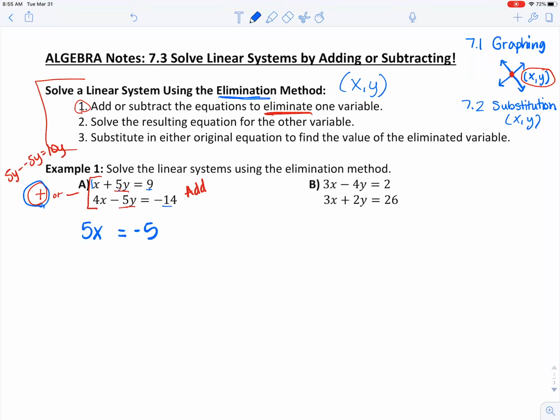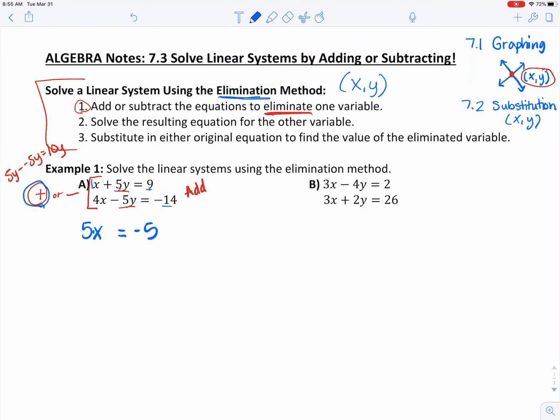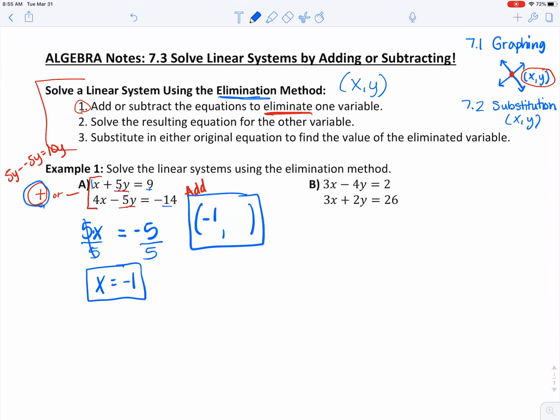We can just quickly solve for x. All right, how do you undo 5 times x? Well, you divide by 5. So x is equal to negative 1. Now that is part of our answer. Remember, our answer is going to be a coordinate point where we have the x and then the y. So we just solved the x, now we need to get the y.